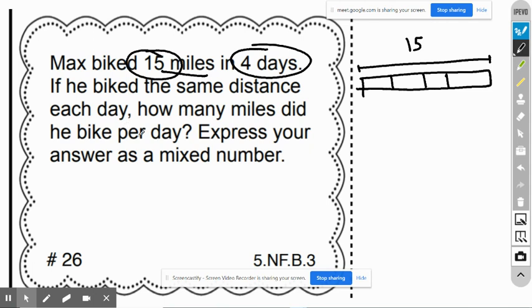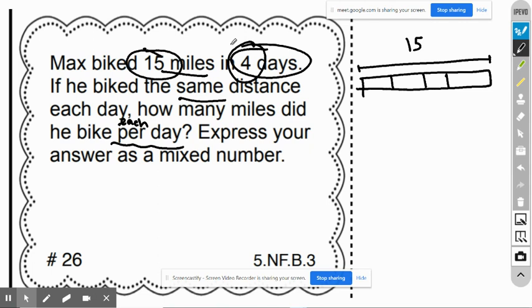How many miles did he bike per day or each day? So I can't say he biked 15 miles per day because I don't actually know that. That's what I want to know. All I know is that each day of those 4 days, he biked the same distance. I just don't know how much that was. I know the total he biked. He biked 15 in those 4 days.